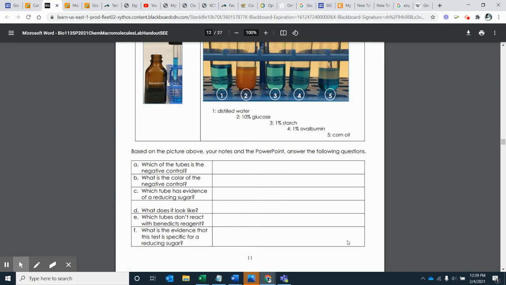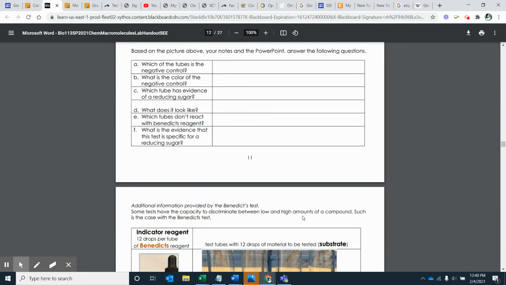And the evidence that this test is specific for reducing sugar is because you have the starch and the glucose next to each other. You have all these different macromolecules in the different tubes, but it only shows up for reducing sugar, and it doesn't show up for any of the others. So that tells you that it's specific for reducing sugar.